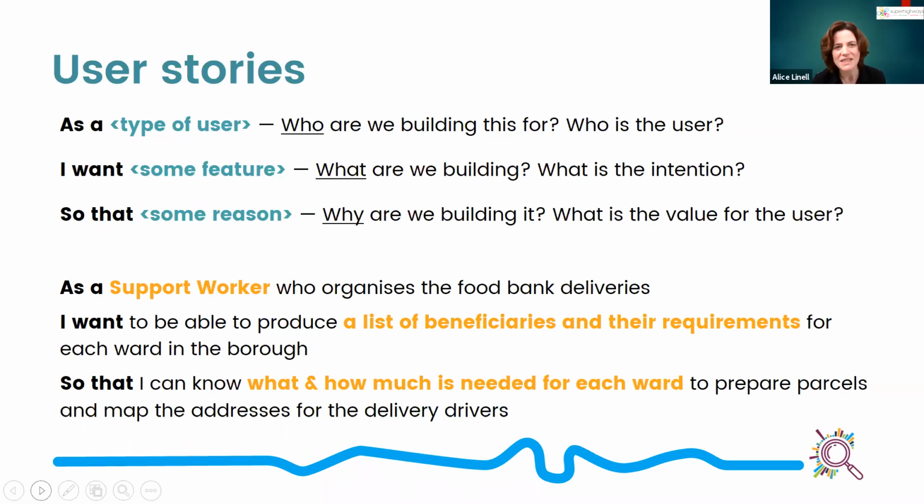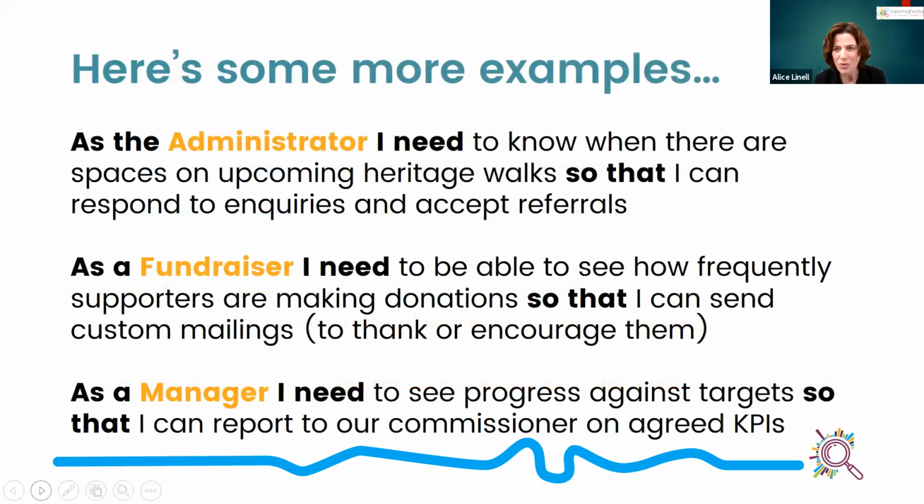So we've got: as a support worker who organises food bank deliveries, I want to be able to produce a list of beneficiaries and the requirements for each ward in the borough, so that I can know what and how much is needed for each ward to prepare parcels and map the addresses for delivery drivers. So it's a very clean statement of what their needs are. And then we've got 3 more here. I won't read them all. I'll let you have a look as well, but there are 3 standard statements.